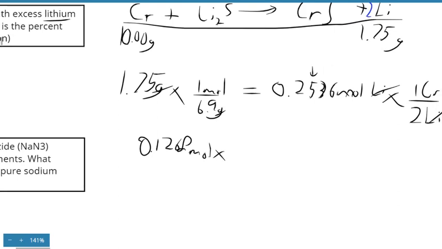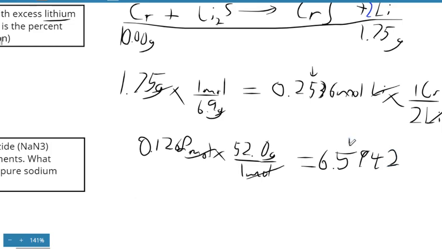chromium is 52 grams per mole. So we have 52.0 actually grams per 1 mole. And cross out moles. Okay, now let's multiply what we have in our calculator by 52. That gives us 6.5942. 2 sig figs. This is grams.